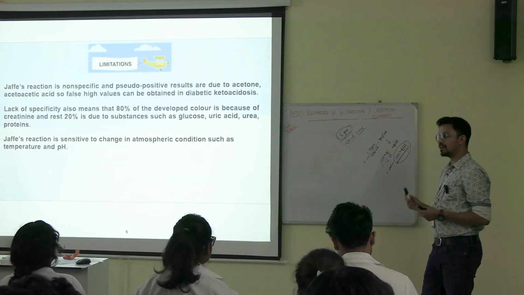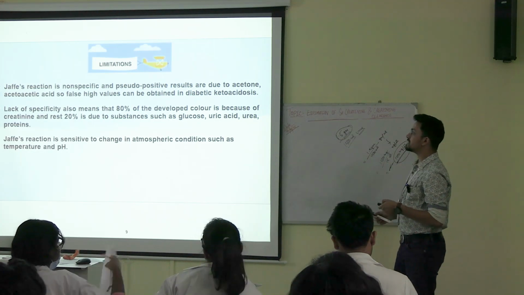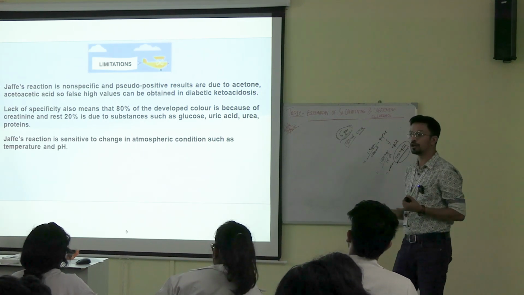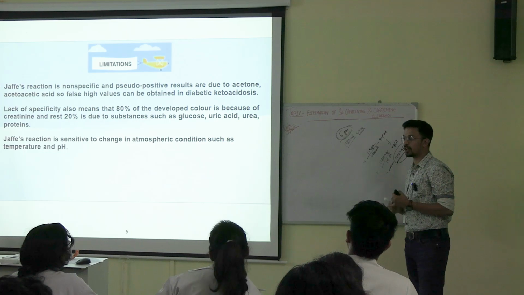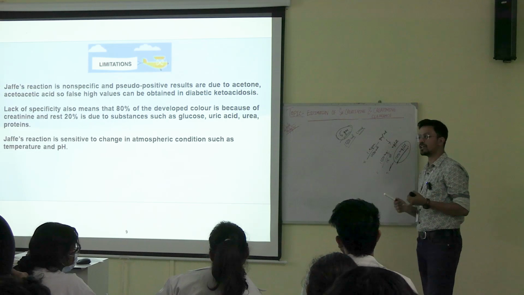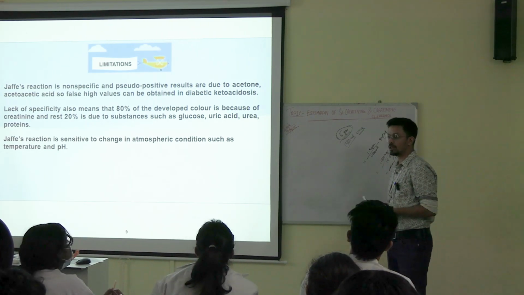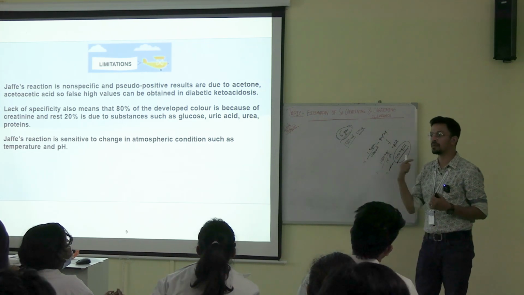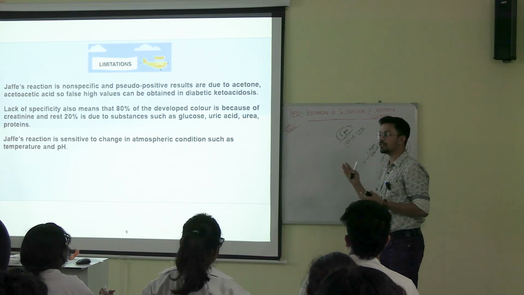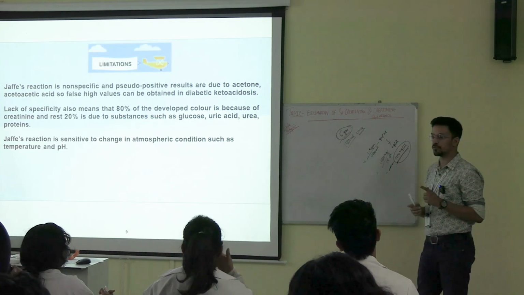Okay, this test has certain limitations. What are they? First listen, then I'll give you the time to write. First, Jaffe's reaction is non-specific and gives a pseudo-positive result with acetone and acetoacetic acid. I have told you that ketone bodies are there in our body which can react with the picric acid and give the same color chromogen, which can give you a falsely high result. So somebody who is having diabetic ketoacidosis, and you are taking the blood sample of that patient, definitely the creatinine level can be higher than normal because of the excess amount of acetone and acetoacetic acid present in the patient's body. Fine, that is one limitation of this test.